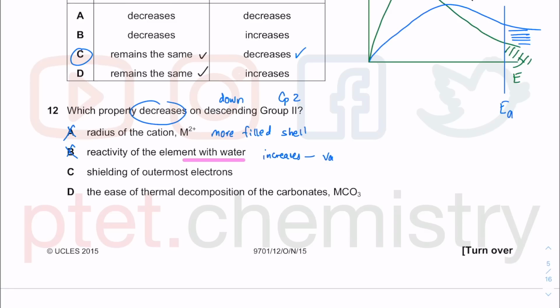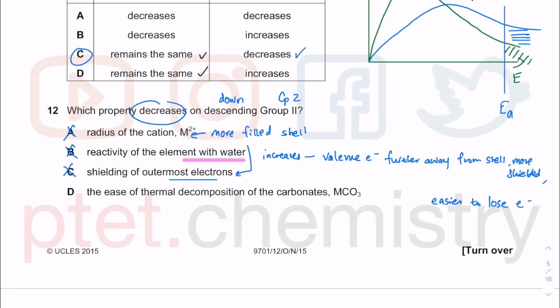because your valence electron is easier to be lost since they are further away from the nucleus. And think about what we just said, more filled shells, so they are more shielded, so easier to be lost. And therefore, if you are easier to lose your outer shell electrons, that makes you more reactive as a metal. Okay, shielding of the outermost electrons does increase because of more filled electron shells.